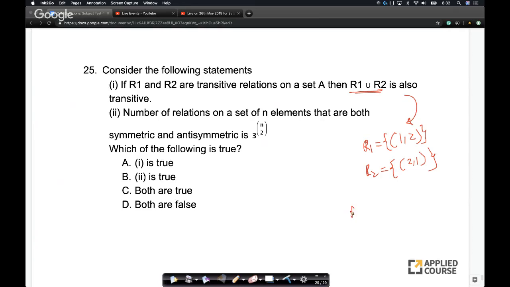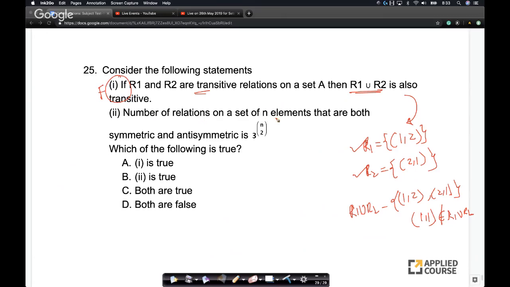Then the union of both of them, R1 union R2, consists of both these relations, 1, 2 and 2, 1. Remember that these two are transitive. R1 and R2 are transitive. But this union is not transitive because 1, 1 does not belong to R1 union R2. So if you have two transitive relations, the union need not be transitive. So this is false. What is the next one?